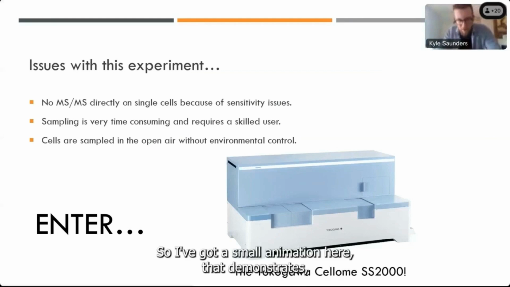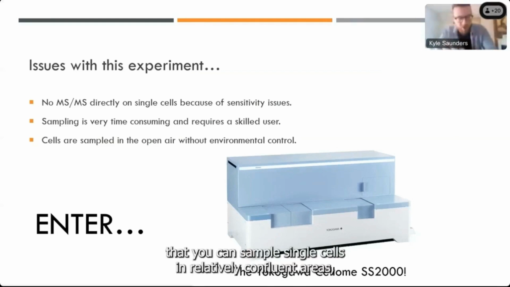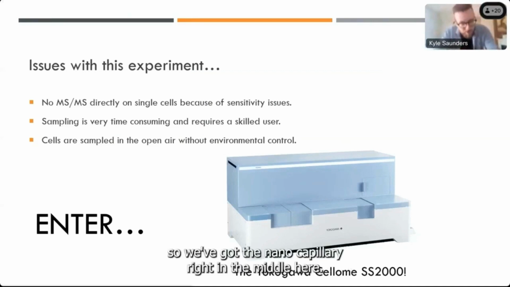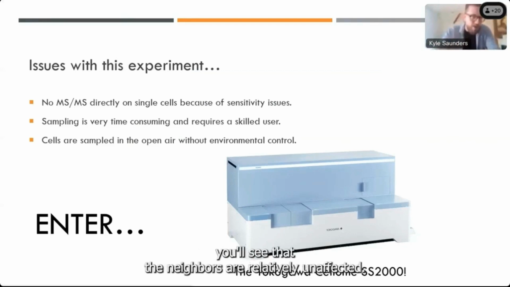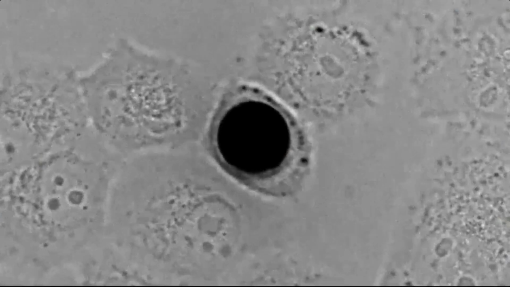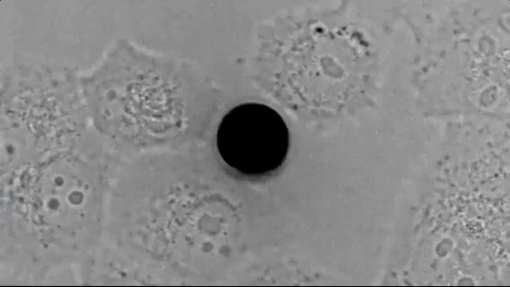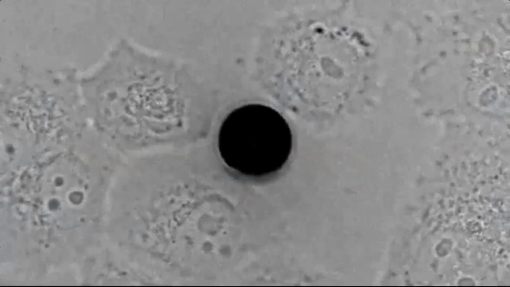So I've got a small animation here that demonstrates, much in the way that Deva's presentation did earlier, that you can sample single cells in relatively confluent areas, and there's pretty much minimal disruption in the neighboring cells. So we've got the nanocapillary right in the middle here, and as it falls away, after having aspirated a cell into the tip, you can see that the neighbors are relatively unaffected. Okay, right. So, you can see this in even more detail now the attention's been called. You're going to get a very nice cell extraction in this video with a very clean spot where it isn't impacting the neighboring cells. So you get very clean sampling.